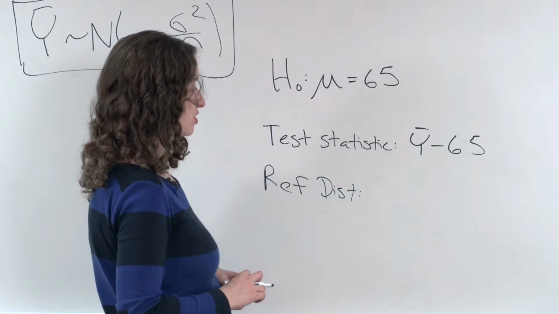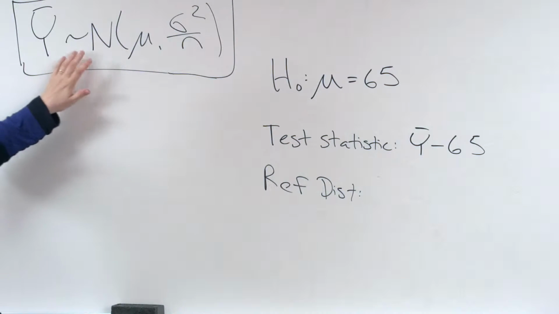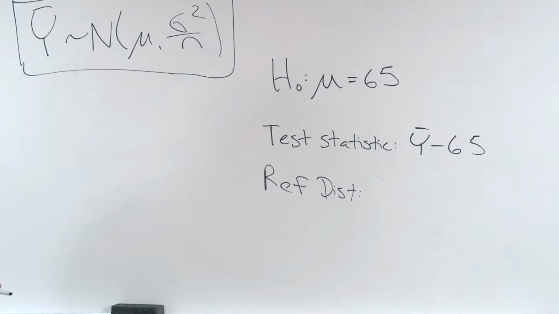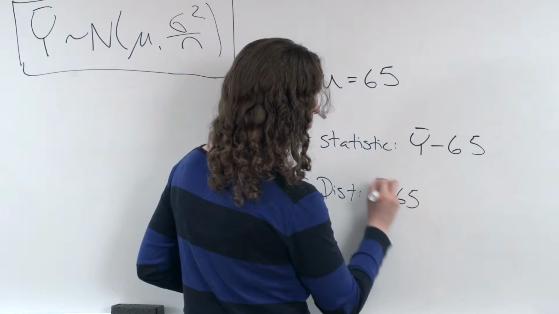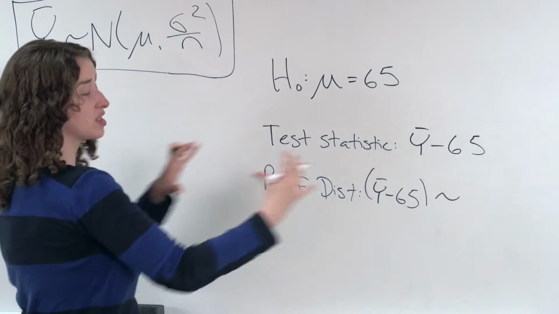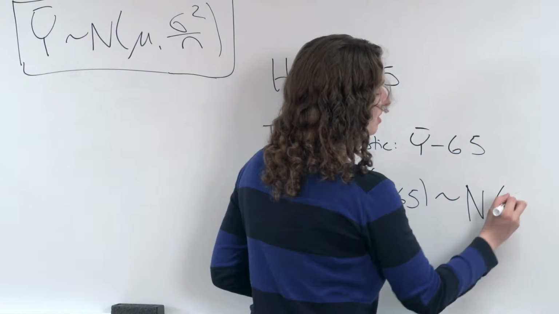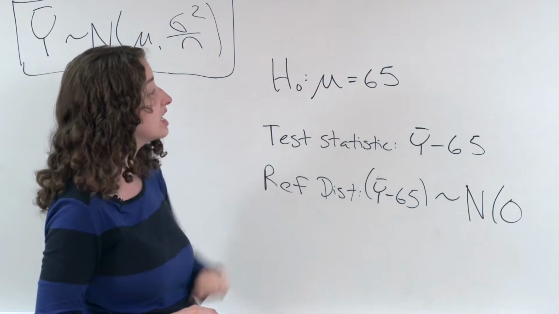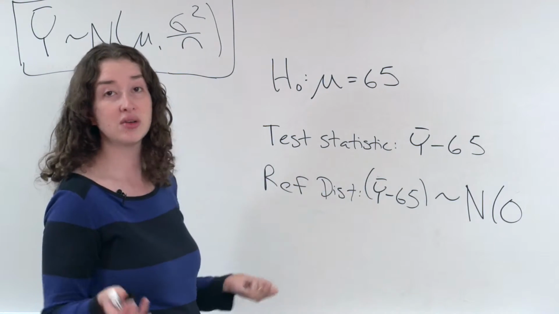What's the reference distribution? Well, if we use the central limit theorem, if we know that y bar follows a normal distribution with mean mu, then if we subtract 65 from every value in this distribution, we're just taking that normal curve and shifting it over. We're subtracting 65 from every value in that distribution. It's still going to be a normal curve, but now it's going to be centered around 0. In other words, if the null hypothesis is true and the population mean really is 65, then on average, I'd expect the mean in my sample minus 65 to be 0.